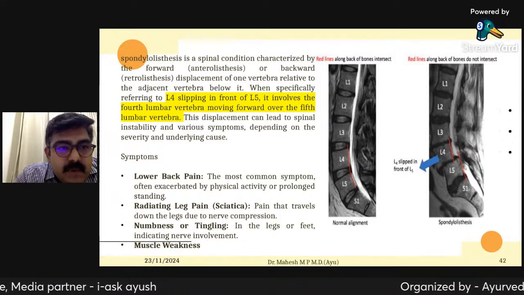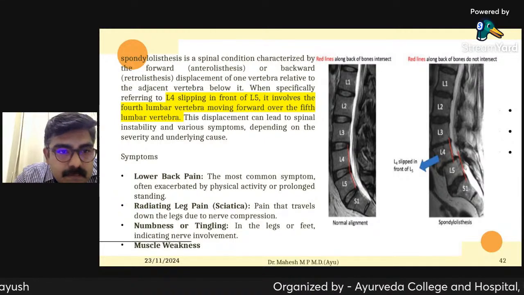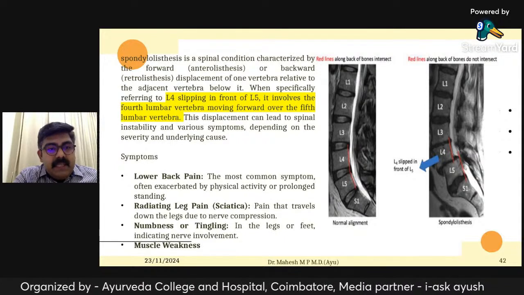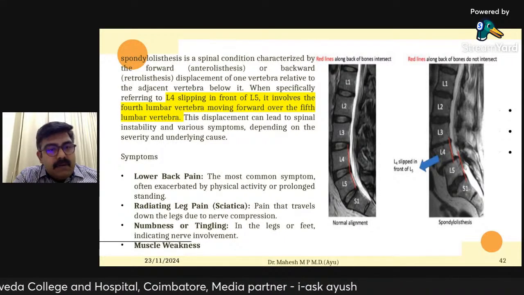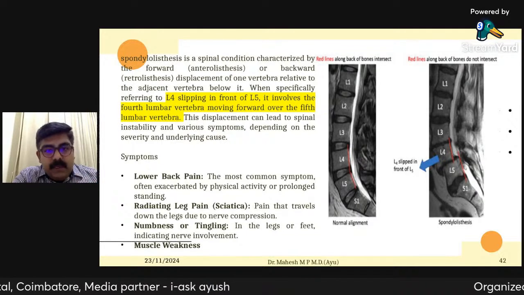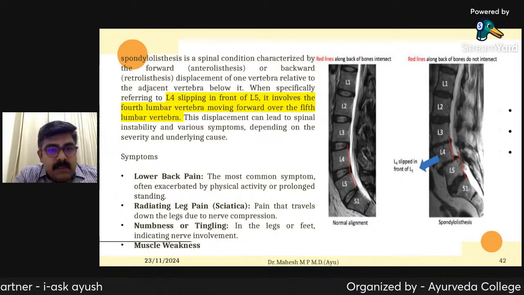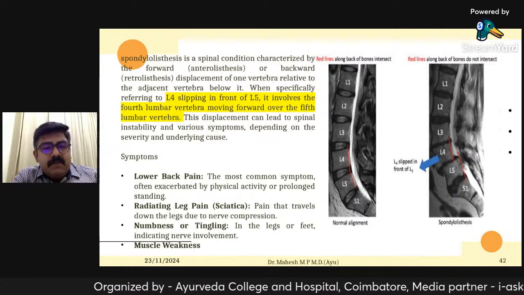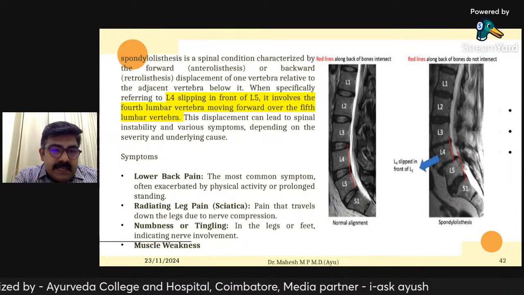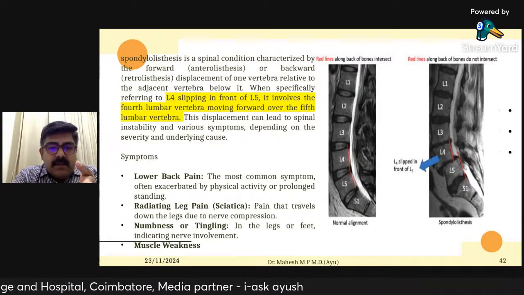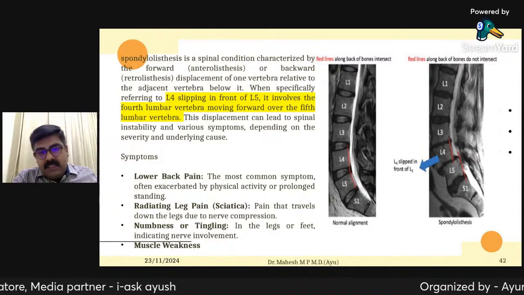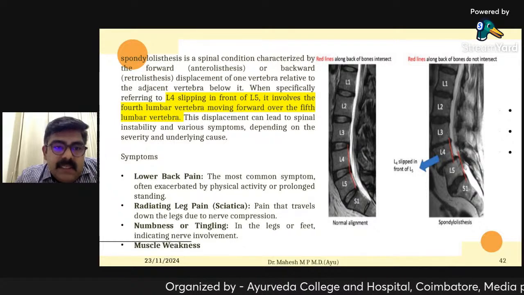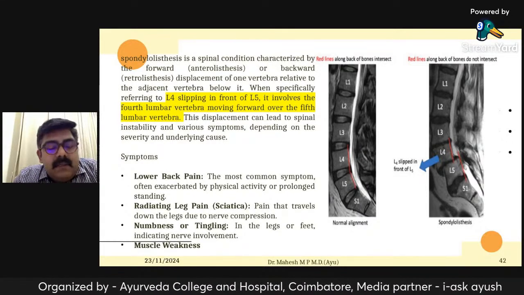You can see the spondylolisthesis condition at the L4 and L5 level. There will be slipping, that is, the fourth lumbar vertebra moving forward over the fifth lumbar vertebra, and the second image you can just observe. The displacement can lead to spinal instability and various associated symptoms like lower back pain, radiating leg pain, numbness or tingling, caused by nerve root compression. Displacement can lead to spinal instability and the aforesaid symptoms also.